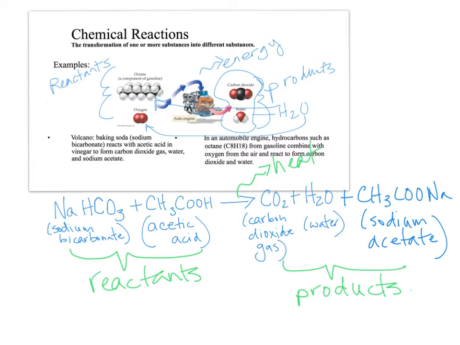If you are to count up the sodium atoms and the carbon atoms, the hydrogen atoms, and the oxygen atoms in the reactants, you should have the same amount of atoms in the products. Because of the conservation of matter, you need to have the same amount of atoms going in as going out, and they have to be the same types of atoms because atoms don't change after a chemical reaction. They just recombine to form different compounds.